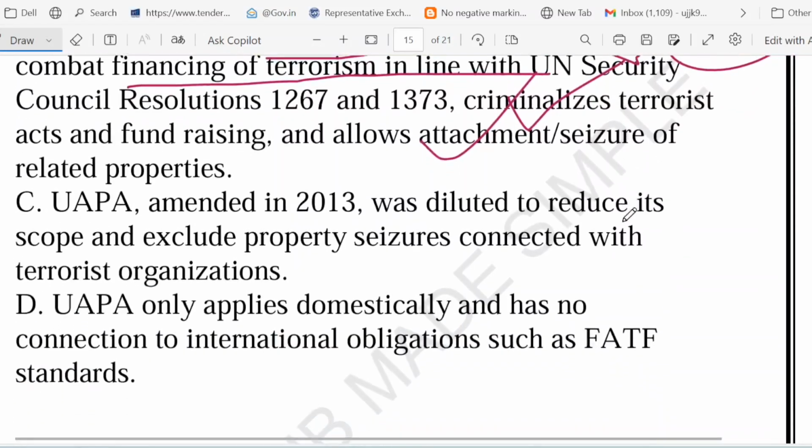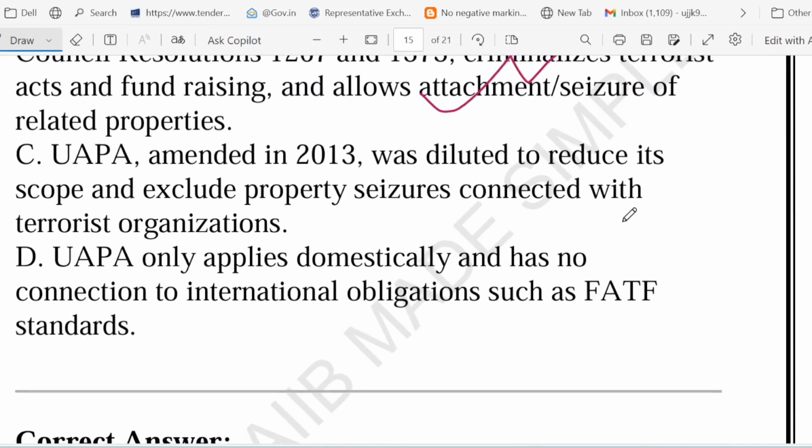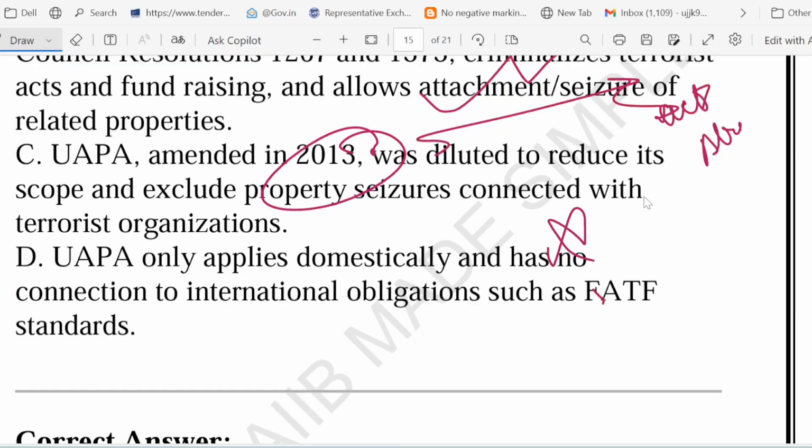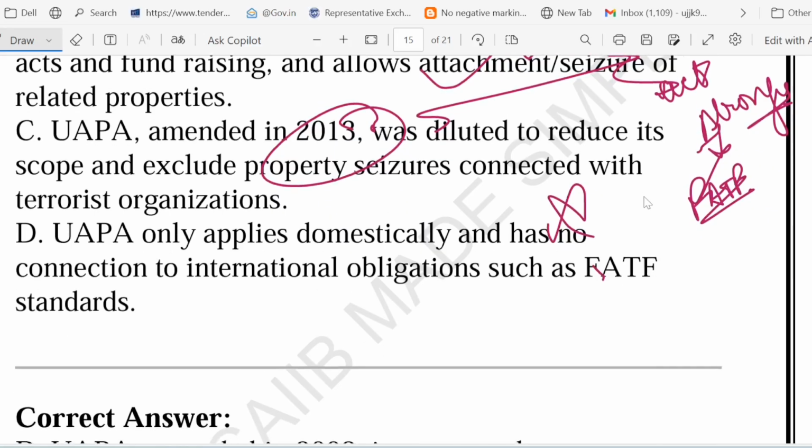What about option C? It says that the 2013 amendment diluted the law and reduced its scope. See, this is completely wrong. Why? Because the 2013 amendment actually made the act stronger, bringing it in line with the FATF standard. FATF, Financial Action Task Force, to fight money laundering and terrorist financing. It was not diluted. It was tightened. Rather, it became more tight.